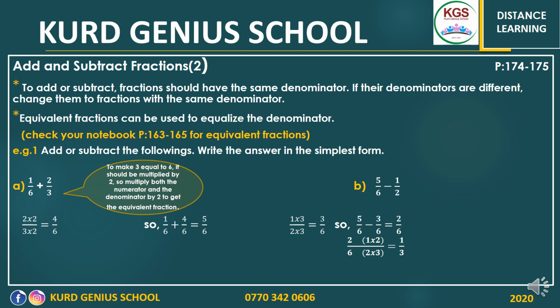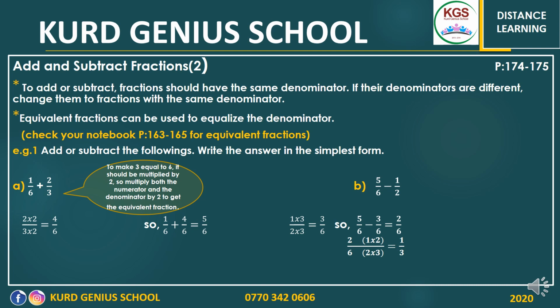B. We have 5 over 6 minus 1 over 2. We have to equalize the denominators by equivalent fractions. So how can I change 2 to 6? I can multiply it by 3. So 1 times 3 is 3, and 2 times 3 is 6. Now I can subtract the fractions. 5 over 6 minus 3 over 6 is 2 over 6.